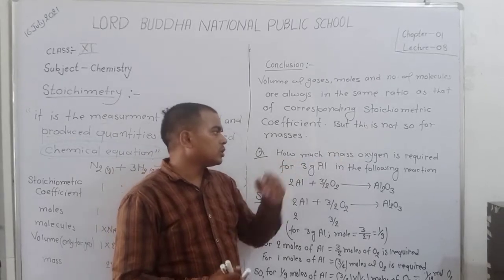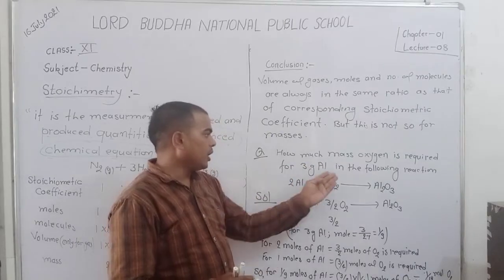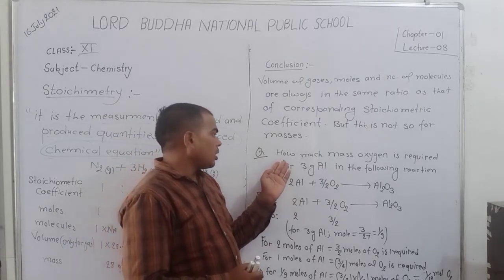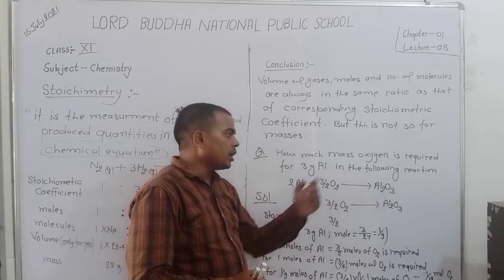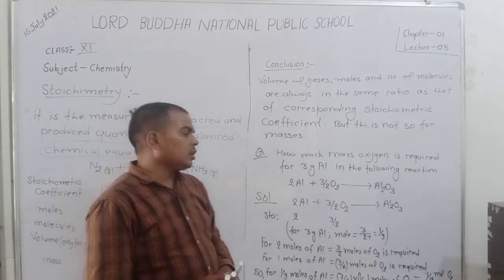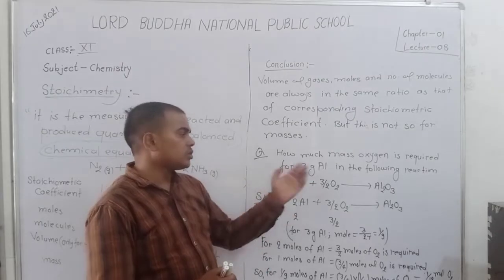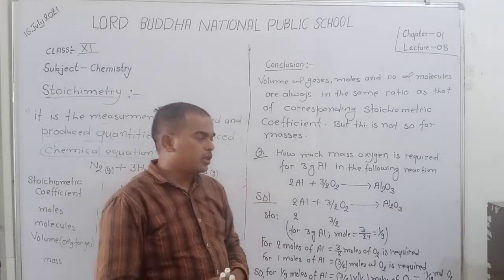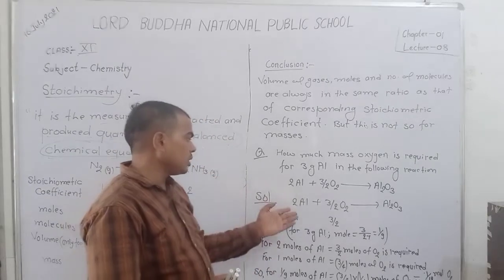For example, a question is given here: how much mass of oxygen is required for 3 gram aluminum in the following reaction? Dear student, the equation is 2Al plus 3/2 O2 giving aluminium oxide Al2O3. As you know, always use a balanced equation. First check whether the equation is balanced or not, and after that solve the question. This equation is already balanced, so we solve the question.